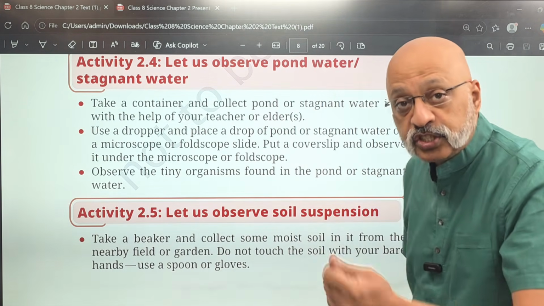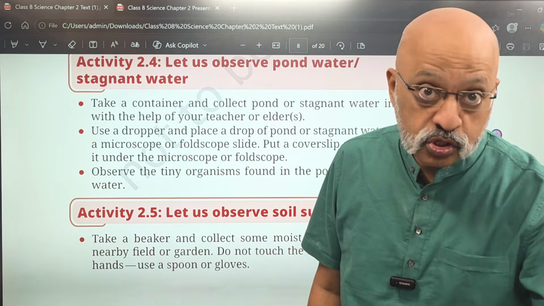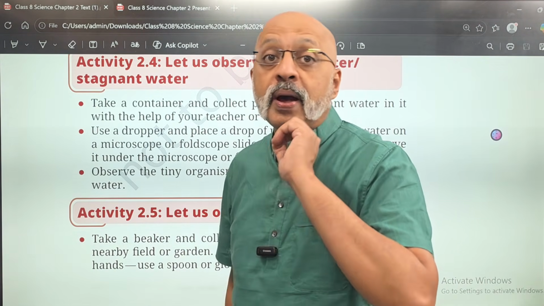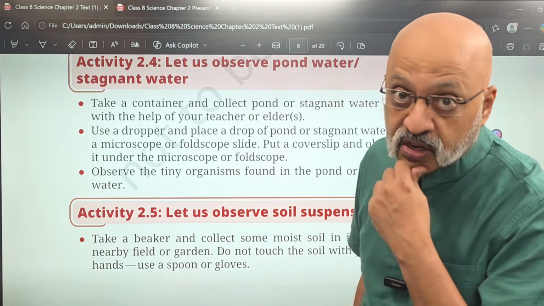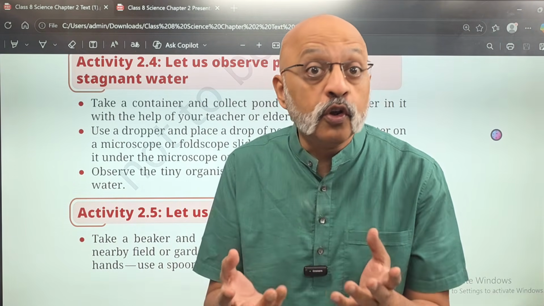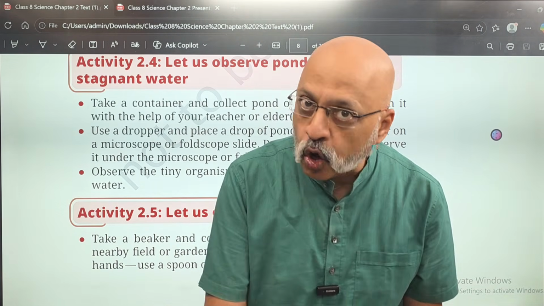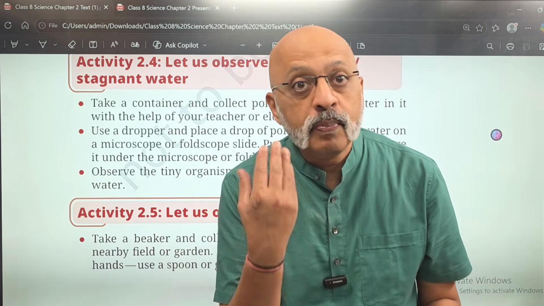Now, these could be fungi, it could be algae, it could be some bacteria also. Depending on the power of the microscope, you will be able to observe them, because if they are very tiny and if your microscope is not very powerful, you may not be able to see them. But if you have a very powerful microscope and the organism is slightly big, you will be able to see it clearly.